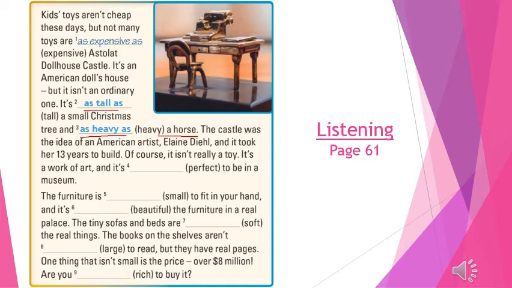Let's go to number 4. It's a work of art and it's perfect enough to be in a museum. This means it's good enough, it's perfect enough. It's so perfect, it could be in a museum. Let's go to the next paragraph.